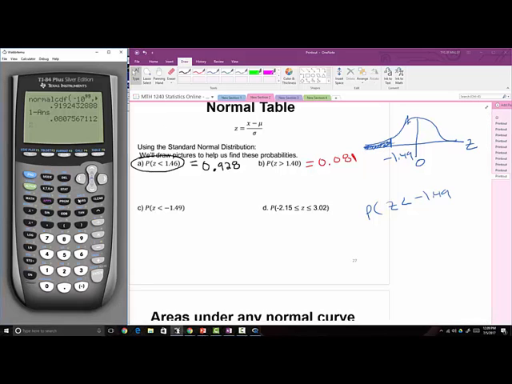So if I hit second distribution and then go to normal CDF, the lower bound would be negative 10 to the 99th power. My upper bound would be negative 1.49. Then we just hit paste, right? So we get, so the area to the left of negative 1.49 is 0.068, right?